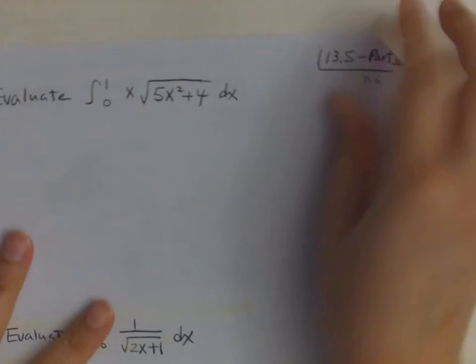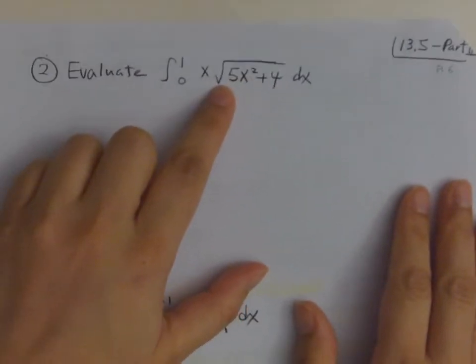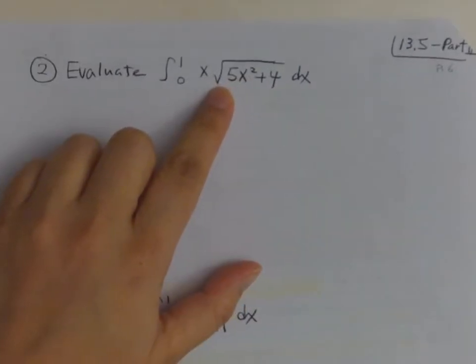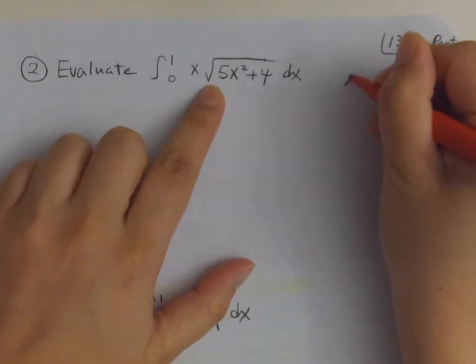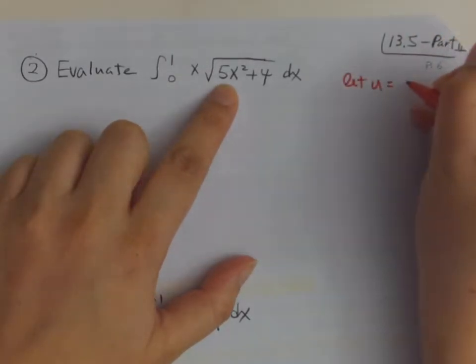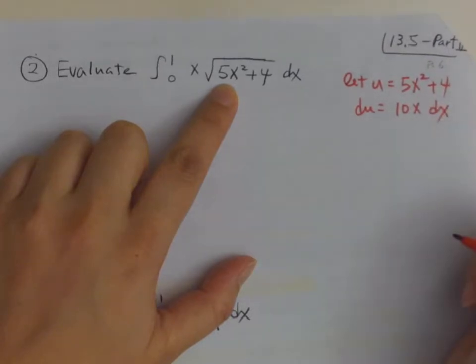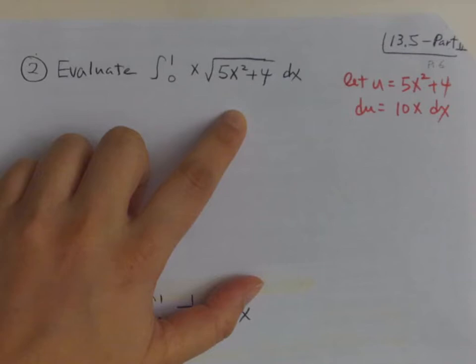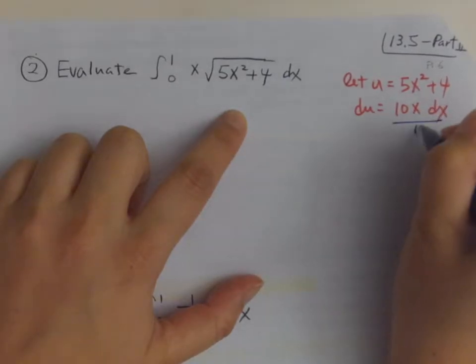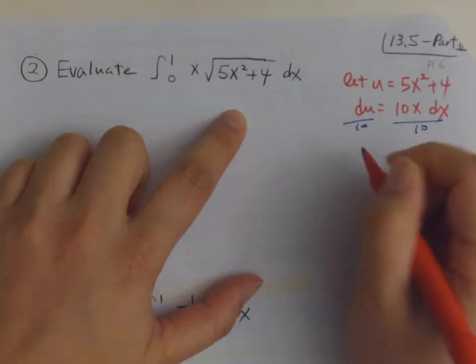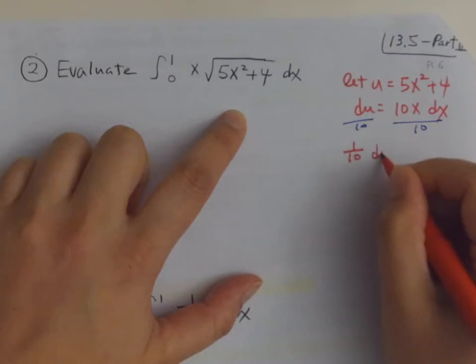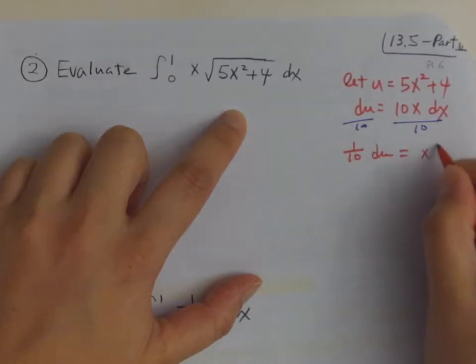So the next page has a square root, right? And I know this is chain rule because square root can be rewritten as 1/2 power. So I'm going to let u equal the inside part, which is 5x squared plus 4. Then du is going to be 10x dx, right? And I don't have a 10 here, which means I probably need to divide both sides by 10. So 1/10 du will equal x dx.